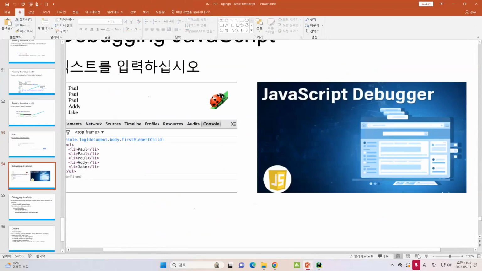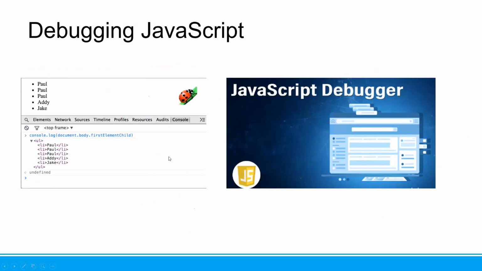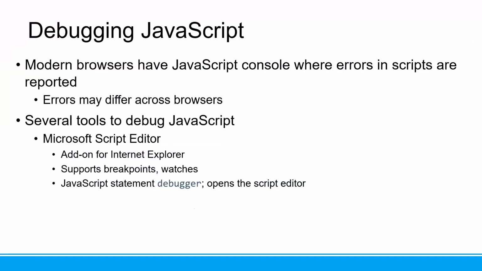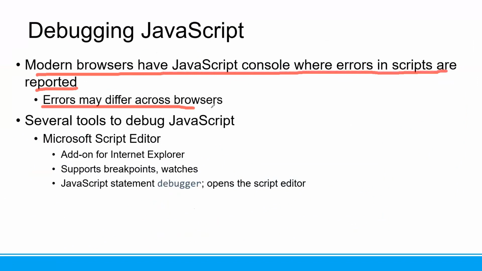Now, the last part of the GIS JavaScript is about how to do debugging. Debugging is a very serious issue in programming. Modern browsers have a JavaScript console where errors in scripts are reported. The errors may differ across browsers. So if you use Chrome, maybe the errors would not be the same as in Opera.